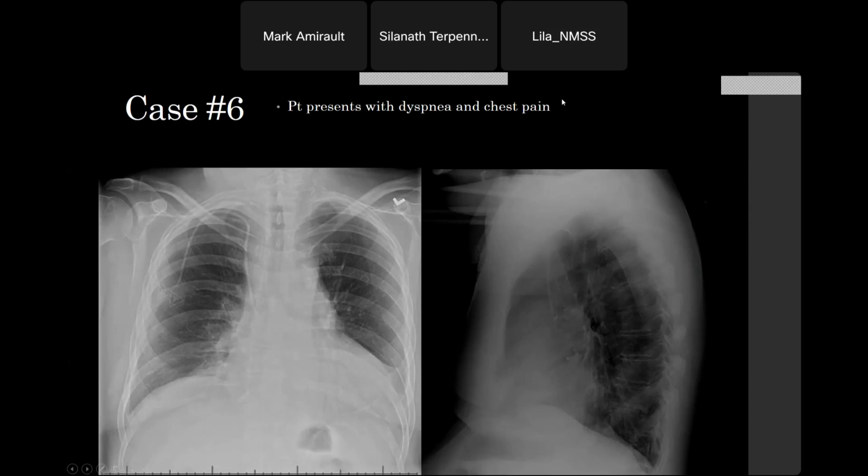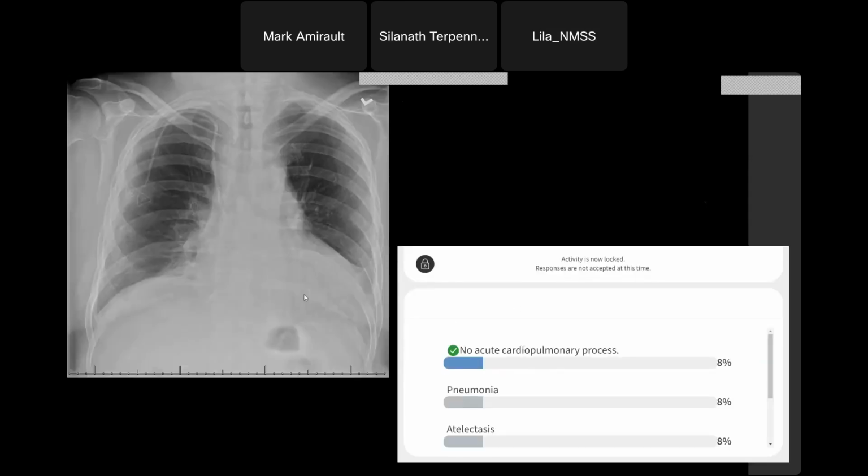What would be a cause for chest pain? Well, some of the things we've seen before could be just a simple pneumonia, but we don't see anything. And so this is just a normal chest radiograph. Again, we see our gastric bubble here.